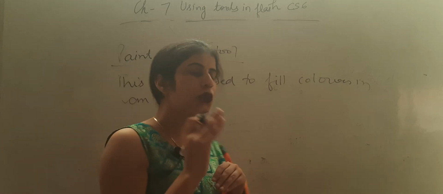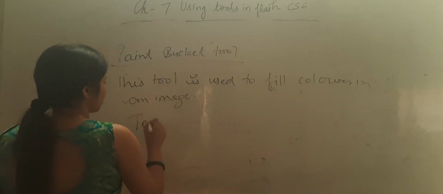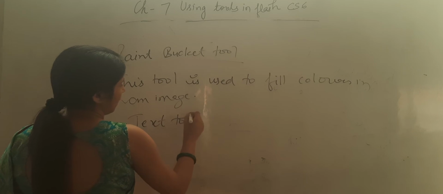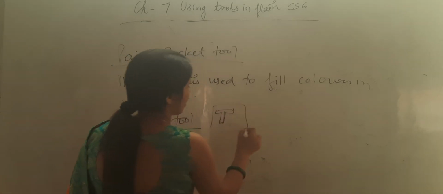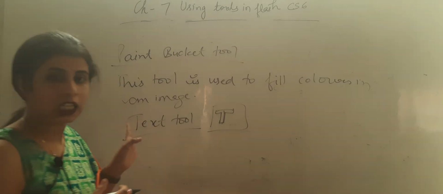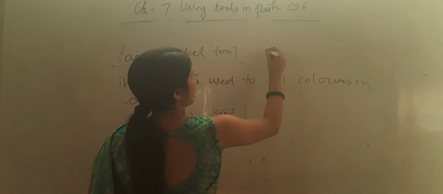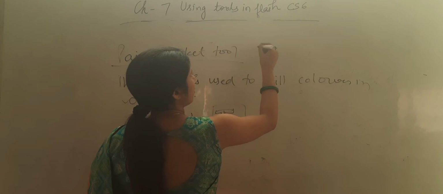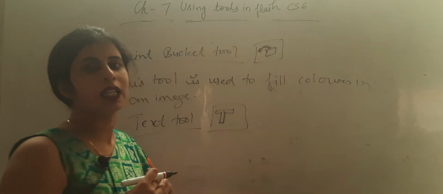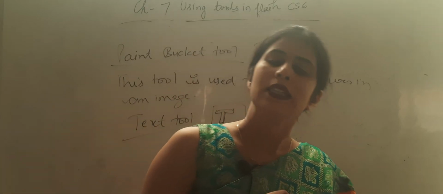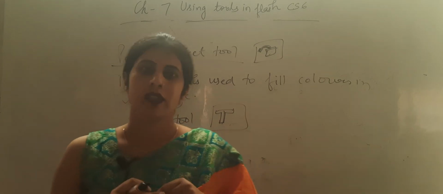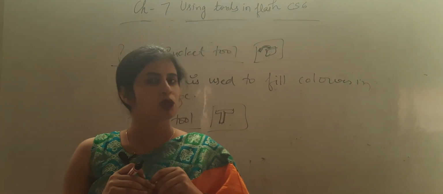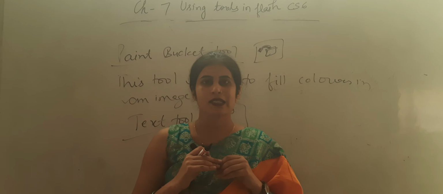Okay, the next tool is text tool. We denote T by this T shape. And paint bucket, how do we denote it? We denote it like this kind of bucket with this kind of opening here. So in this way we can denote the symbol of paint bucket tool and text tool. Text tool means this tool is used to write text on the image.